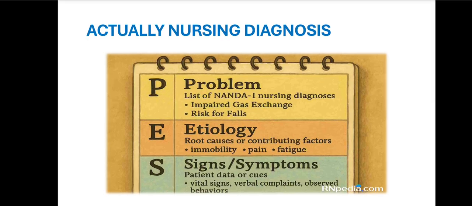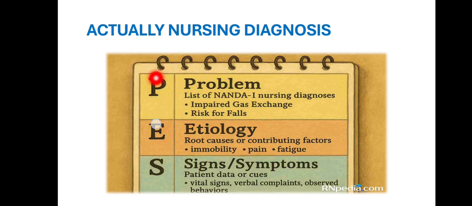So now we have actual nursing diagnosis. Actual nursing diagnosis always follows this format. We have the PES. The PES is an abbreviation for the actual nursing diagnosis format. The actual nursing diagnosis will always have a problem, an etiology, meaning the cause, and then signs and symptoms. Follow me carefully. Signs and symptoms are going to act as evidence.